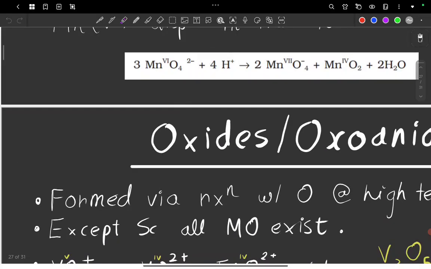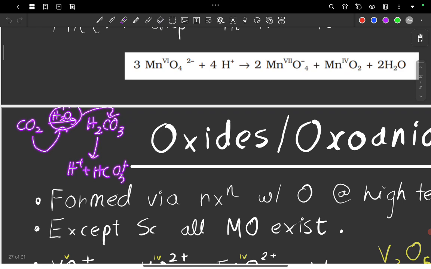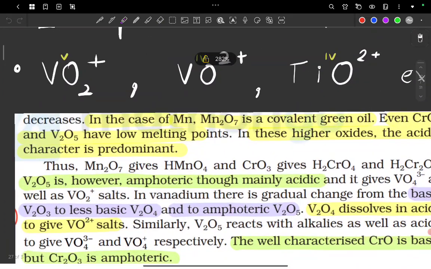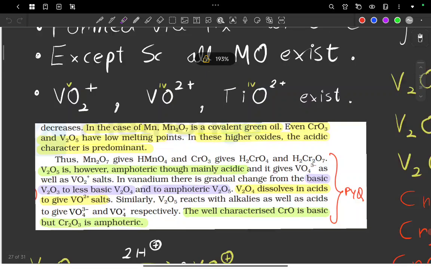For example, what does it mean to be an acidic oxide? Like we learned that if CO2 dissolves in water, it forms carbonic acid, which dissociates as an acid into H+ and the bicarbonate ion. And this means that if dissolved in an aqueous medium, they make an acid. Hence, CO2 is regarded as an acidic oxide. So similarly, if we dissolve Mn2O7, it is said here that in higher oxides, acidic character is predominant. And Mn2O7 is a covalent green oil.